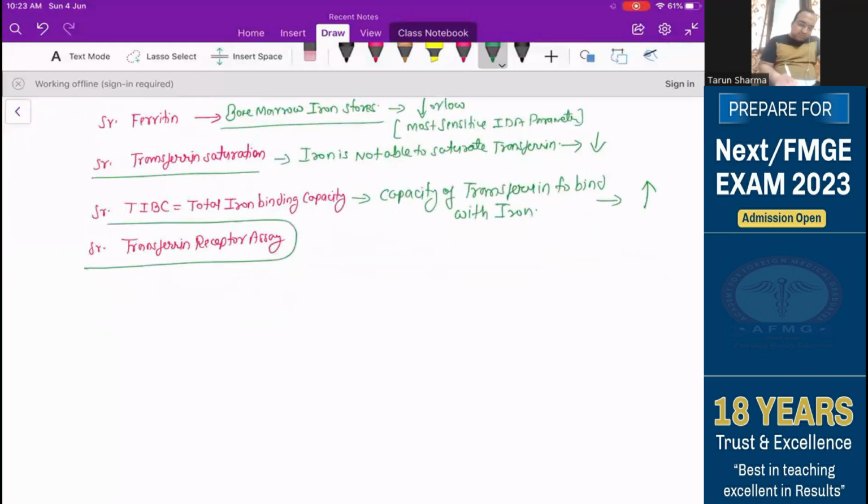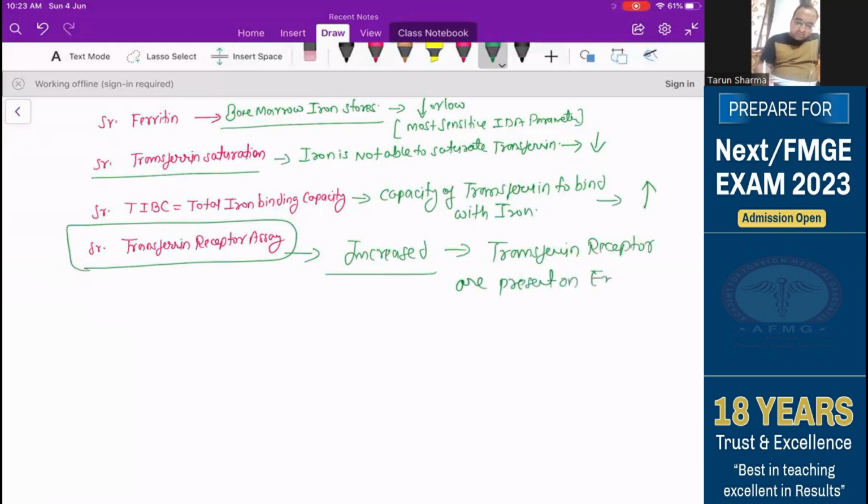One of the very important markers is the serum transferrin receptor assay. This is very popular nowadays. Why? I'm telling you, serum transferrin receptor assays will be increased. What does it mean, increase? Where do we have these receptors? So transferrin receptors are present on erythroid cells in marrow.